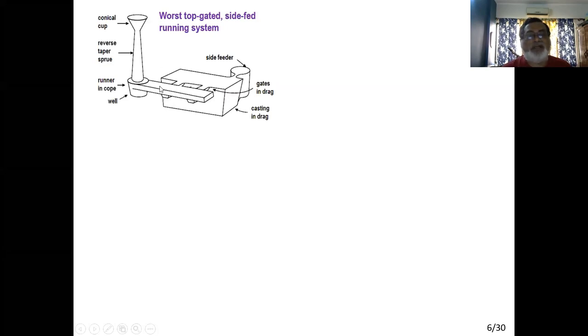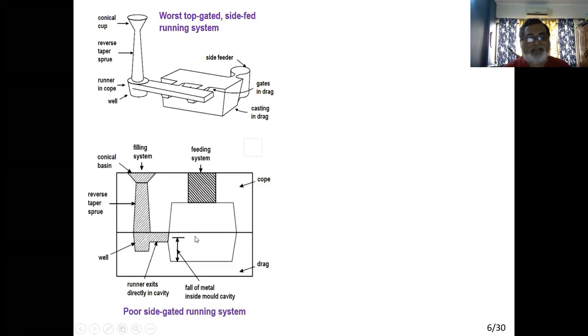And why did we select this type of thing? Because we want to fill the mold cavity as quickly as possible for steel casting and other ferrous castings. And we are saying that this is the worst type of gating because of the quality of the casting we will tend to generate.